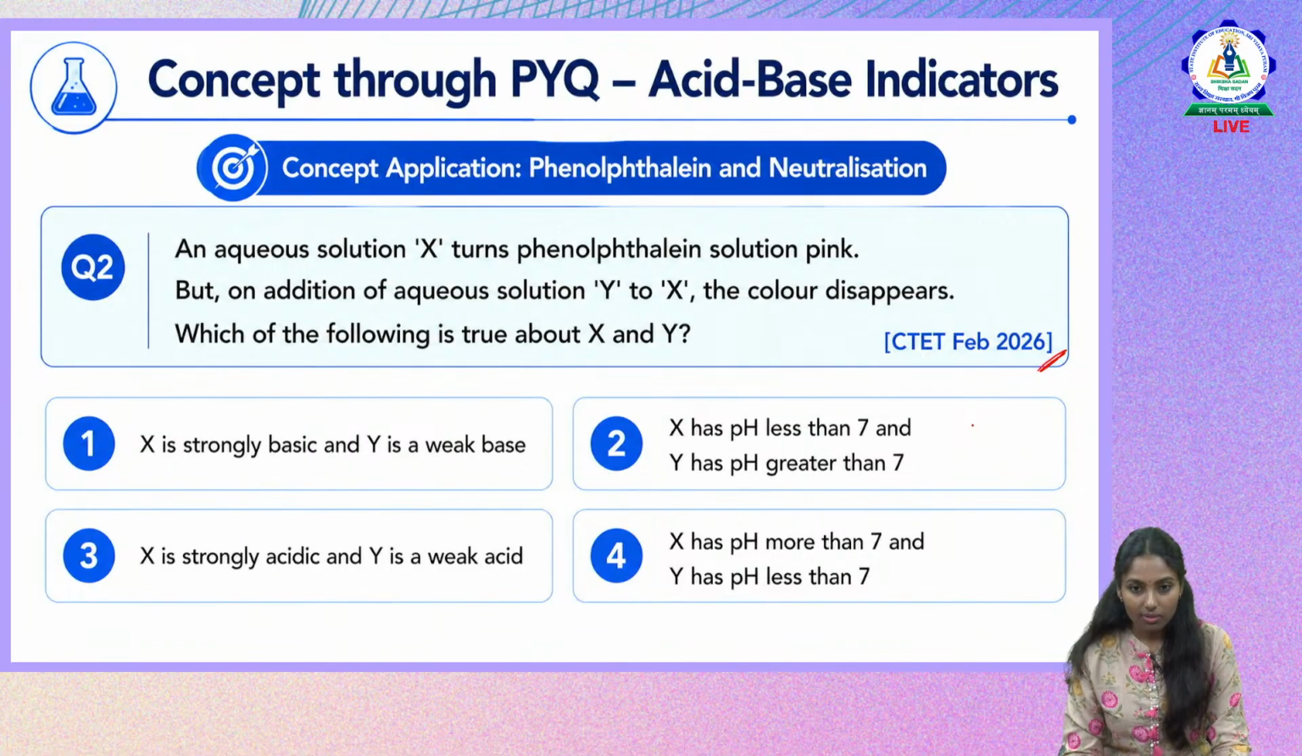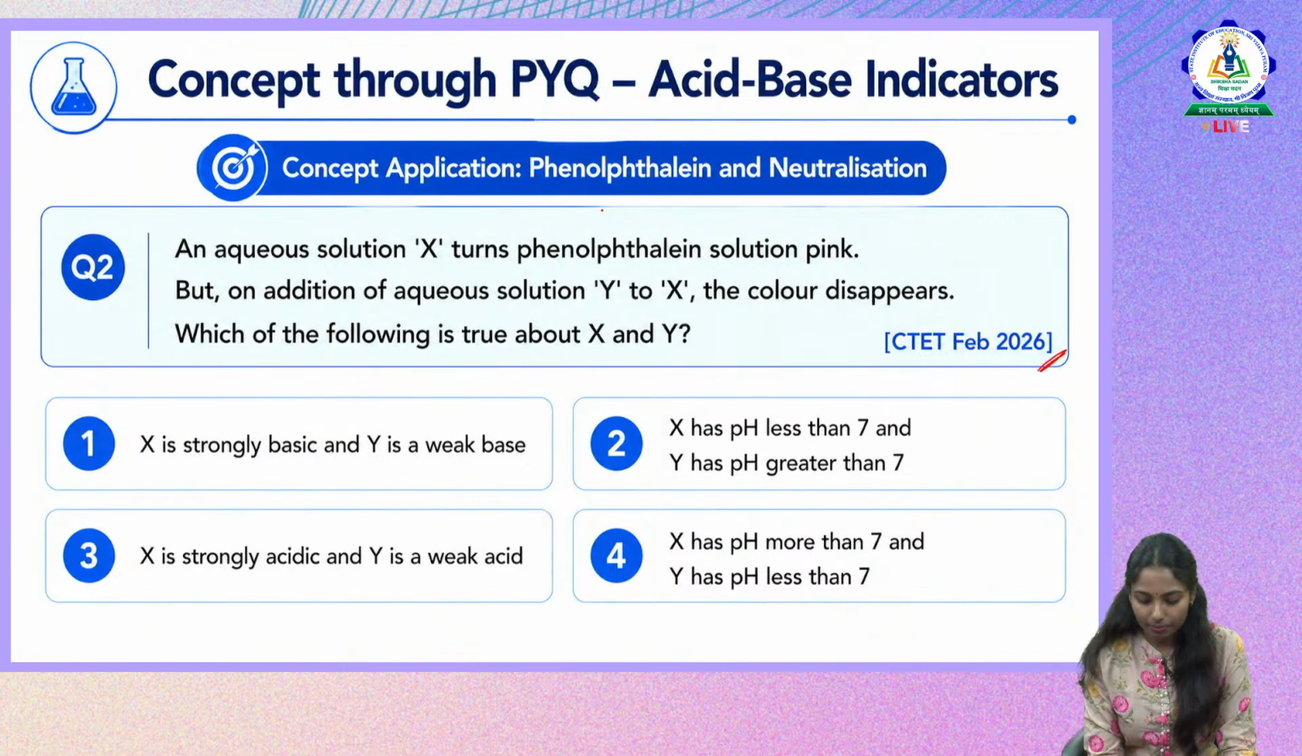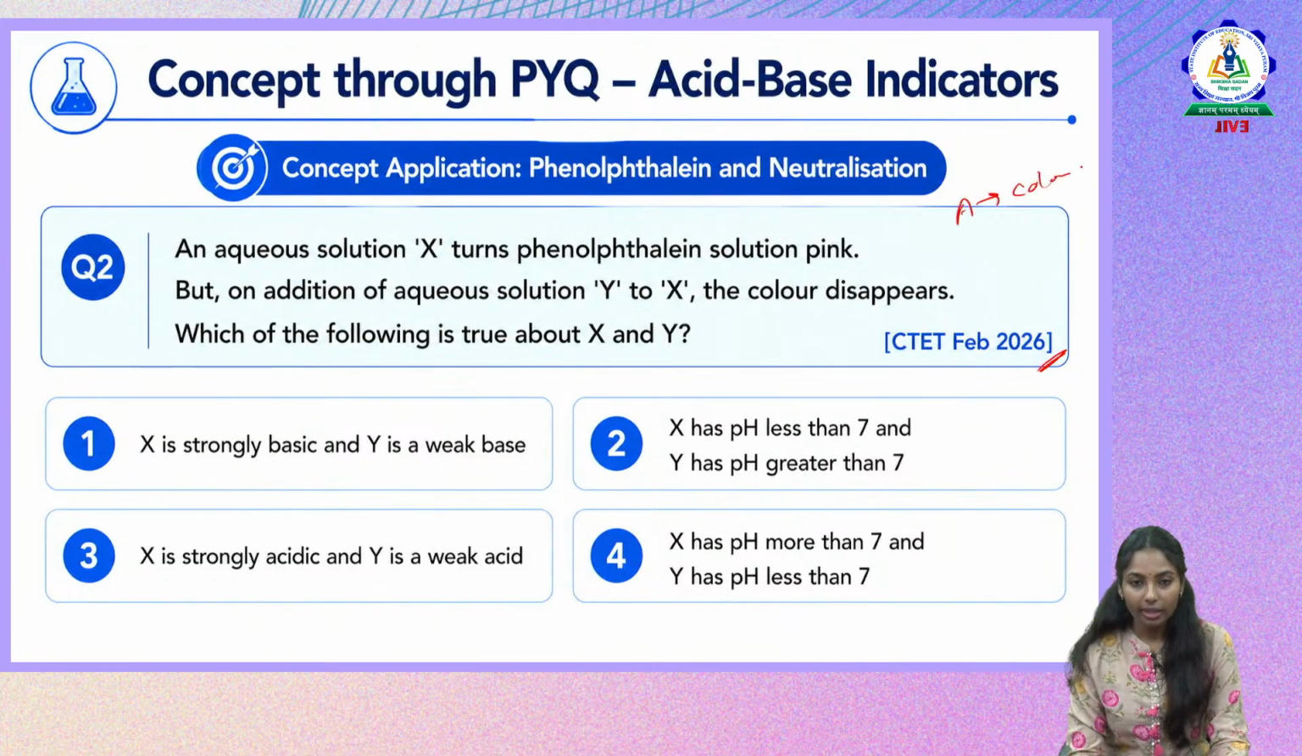To answer this, we have to remember how the indicator phenolphthalein reacts in case of acidic as well as basic medium. So let us recall how phenolphthalein reacts in acidic and basic medium. In case of acidic medium, phenolphthalein becomes colorless. Am I right? In case of acidic medium, it will become colorless. Correct? But in case of basic medium, it will become pink.